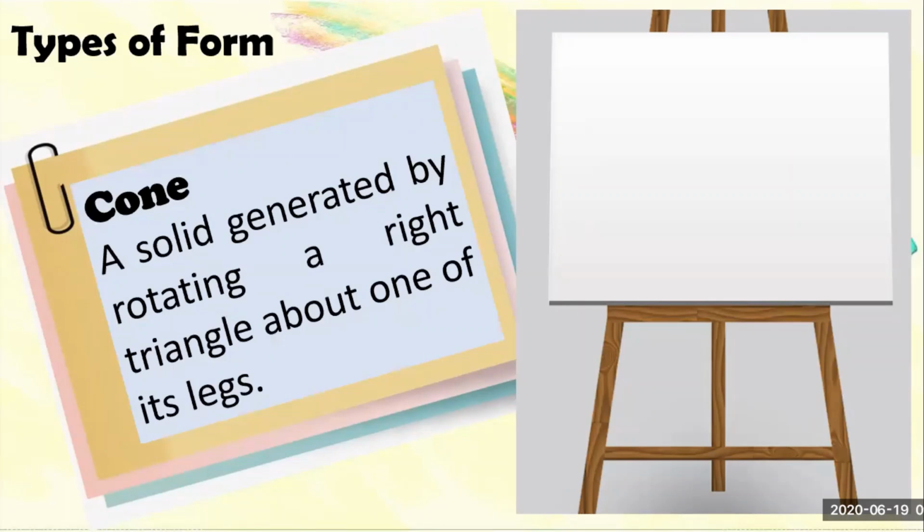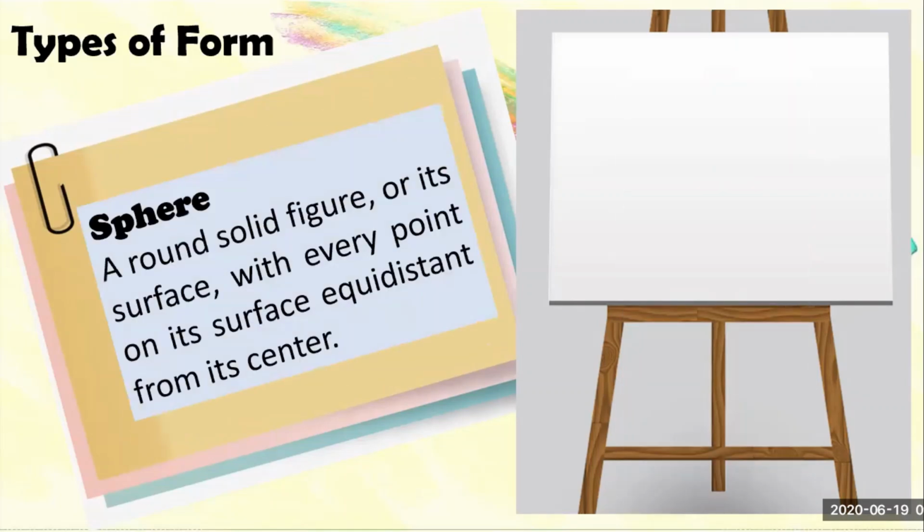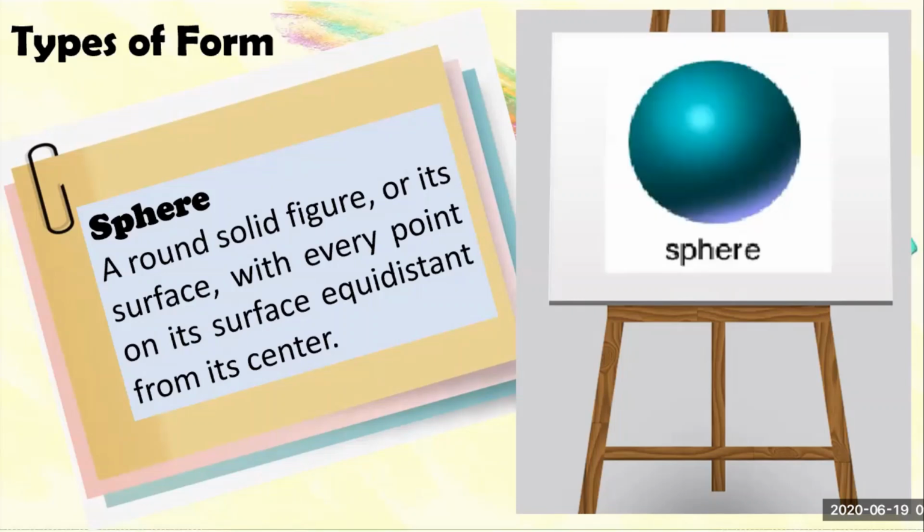Cone, a solid generated by rotating a right triangle about one of its legs. Sphere, a round solid figure or its surface with every point on its surface equidistant from its center.